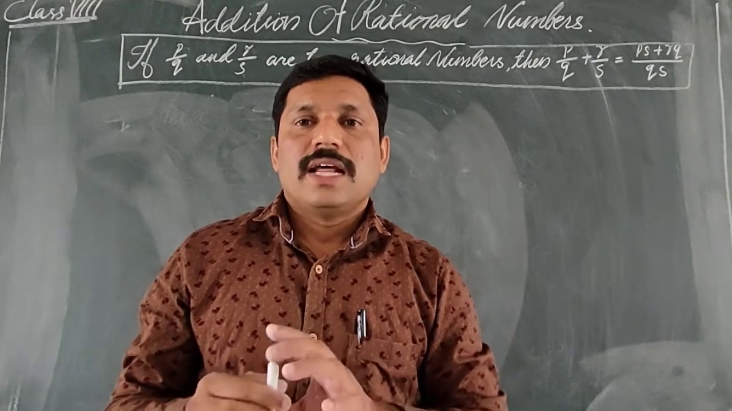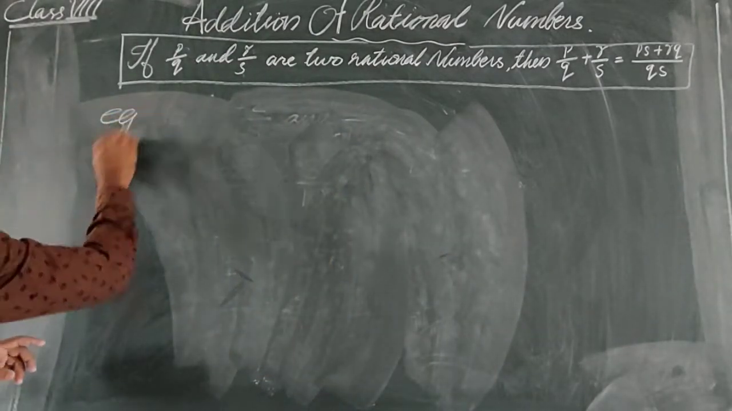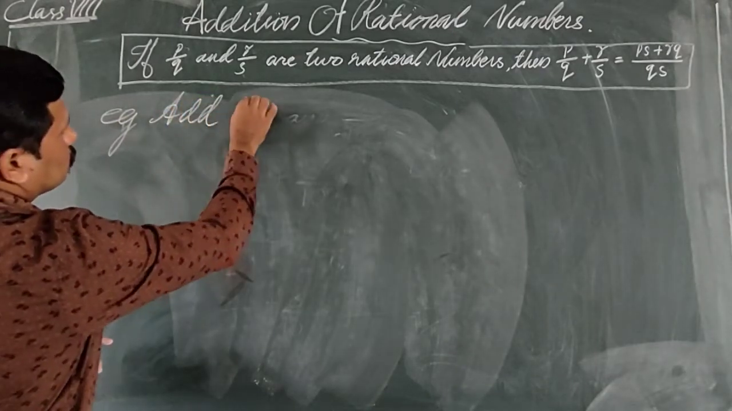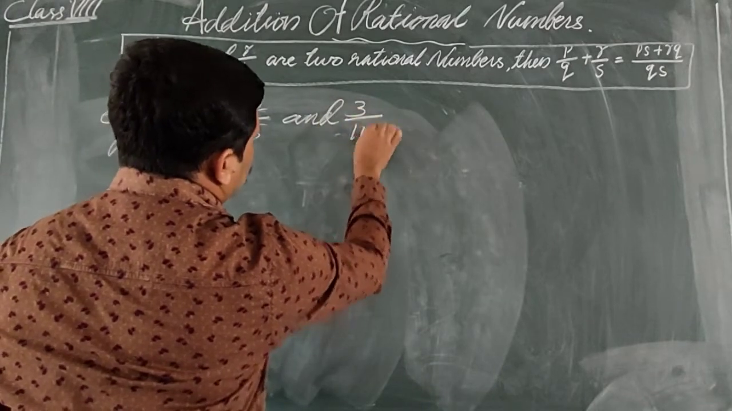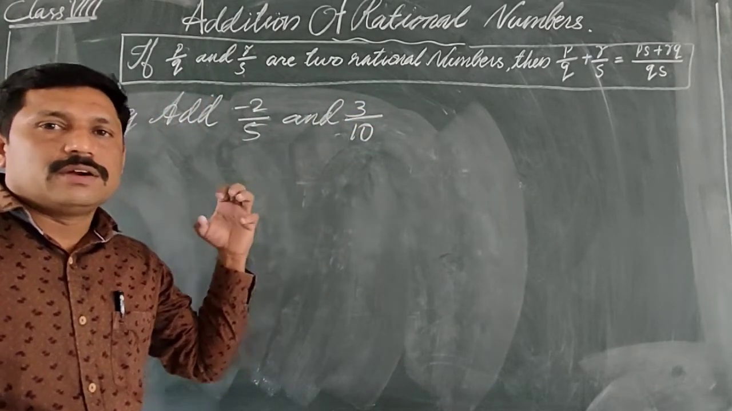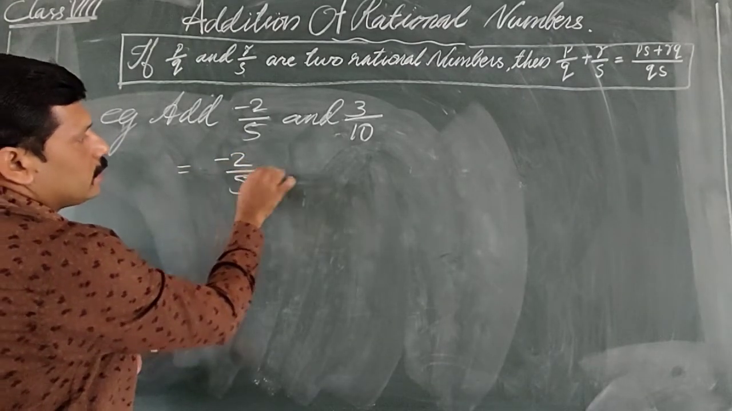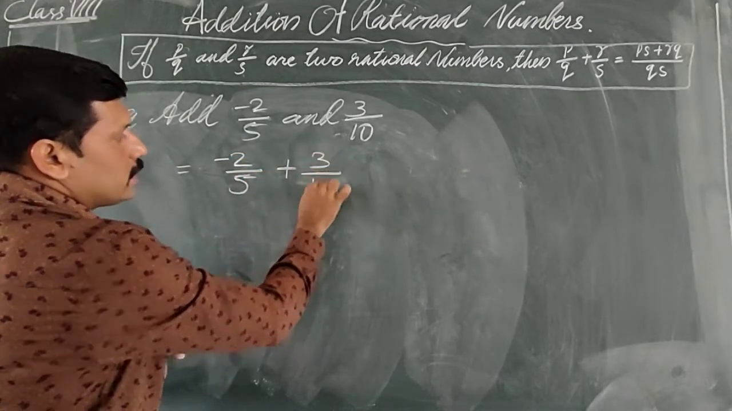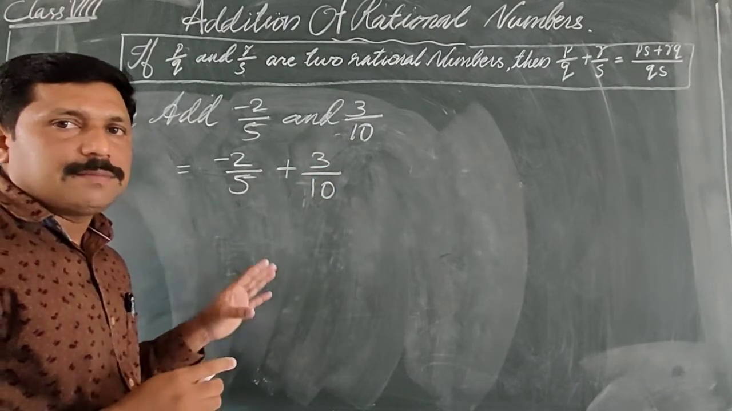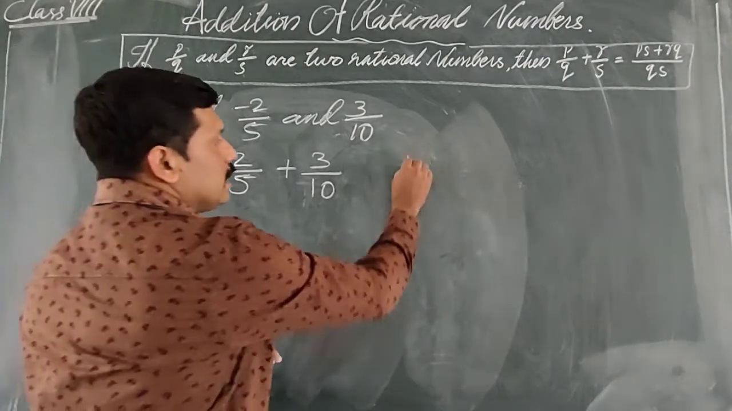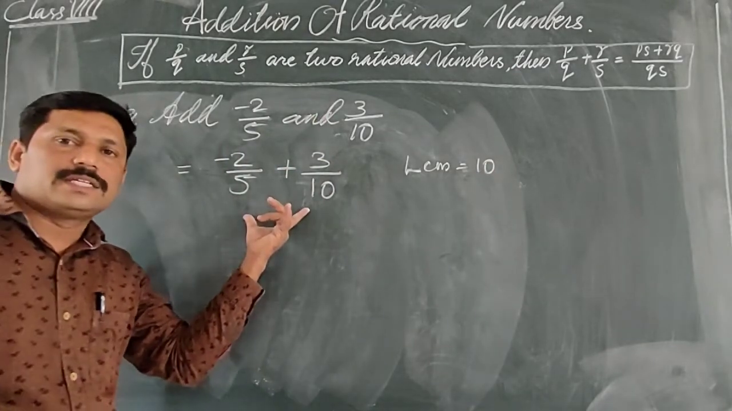Dear students, let us see this by an example. Add negative 2 upon 5 and 3 upon 10. Here I have written two rational numbers. In order to add, first of all, we write in this way, negative 2 upon 5 plus 3 upon 10. Look, students, here their denominators are different. Therefore, we have to find the LCM of these denominators and make them equal. LCM of 5 and 10 is equal to 10 only. Therefore, we have to make both these denominators equal.